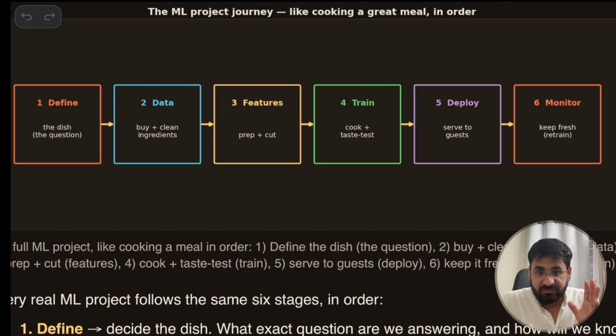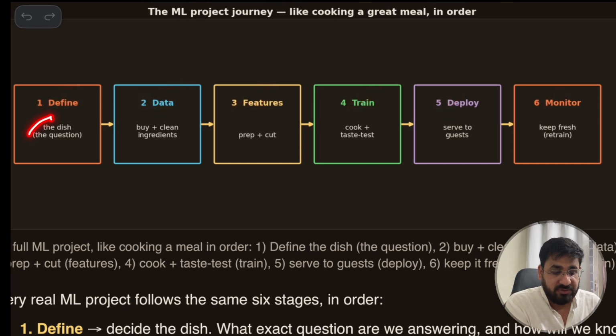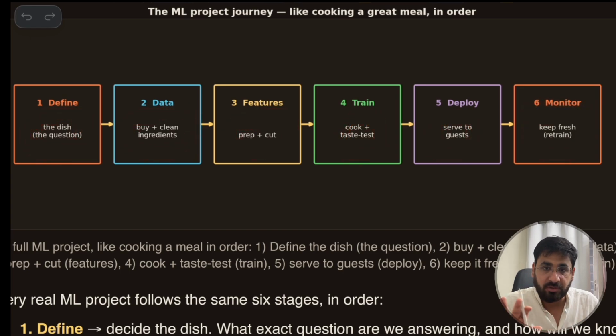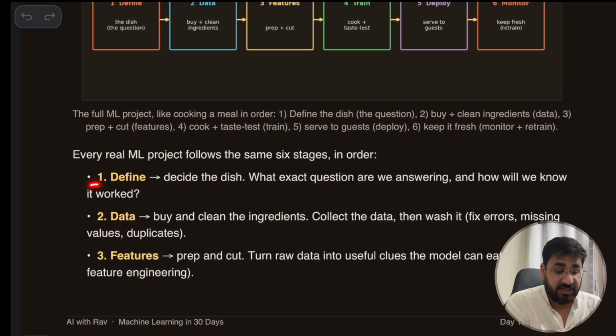This order is fixed. It is not that stage one can come after stage two. This is a fixed order, and this is a very generic one, and you can always remember it through the example of cooking. Define the goal, then data, feature, training, deploy, and monitor. Keep doing that. We first plan the dish, then buy and clean, prepare, cook, serve, and keep it fresh. Simple, right?